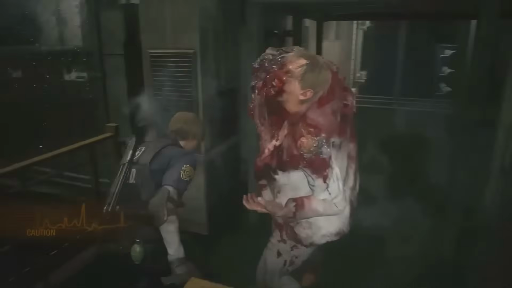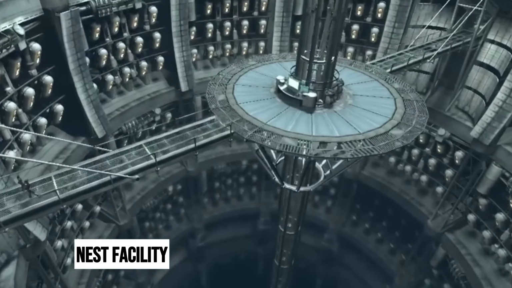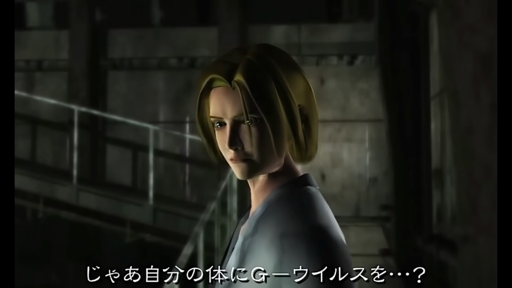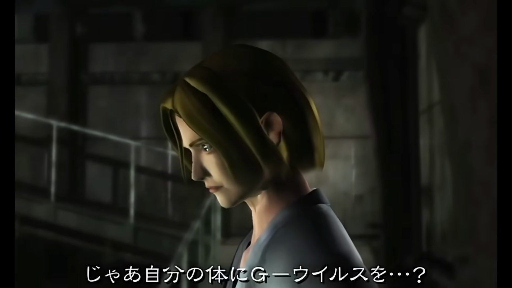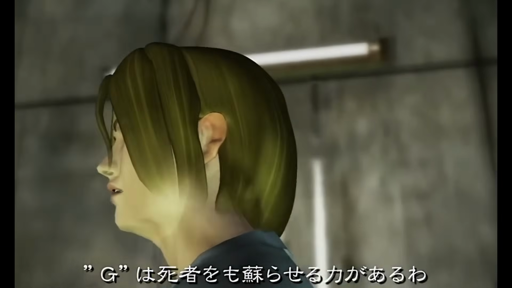Even so, Umbrella's corporate machine pressed on. The research was moved from the Arklay Mountains laboratory to Raccoon City's new underground facility, known as Nest, where Birkin and his wife Annette took charge. Thus began the G virus project, discreetly funded by one of the world's most infamous and powerful pharmaceutical companies, Umbrella.